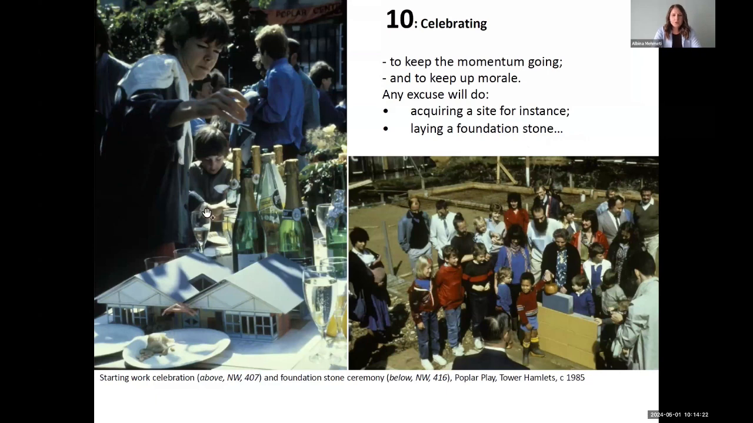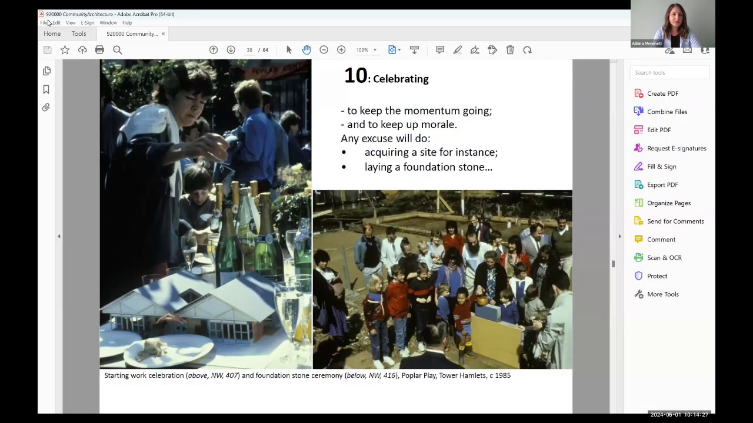So the 10th one is celebrating. In order to keep the momentum going, this is to finalize or to celebrate the achievement we have been doing so far. And this is also an important point of the overall project because only by celebrating can we see what we have achieved so far and how far we have come.